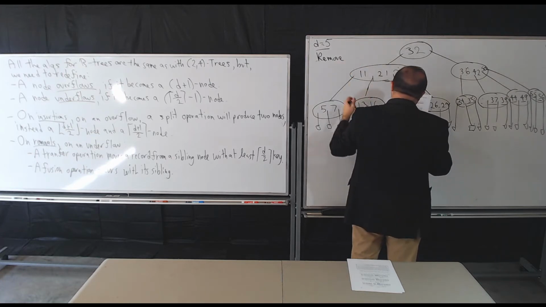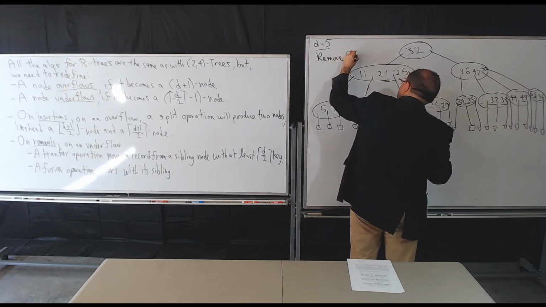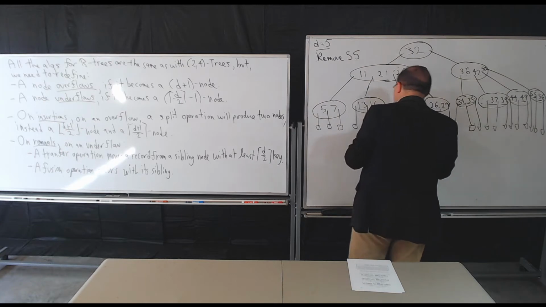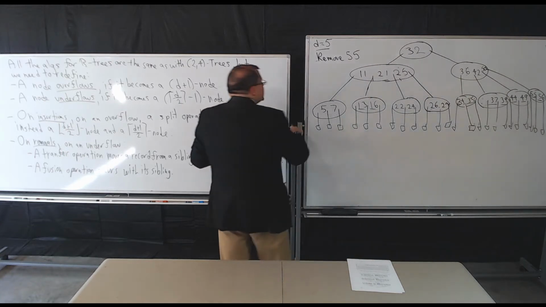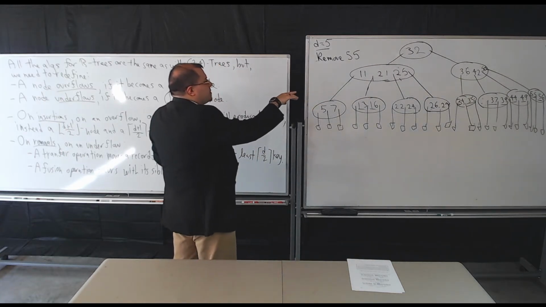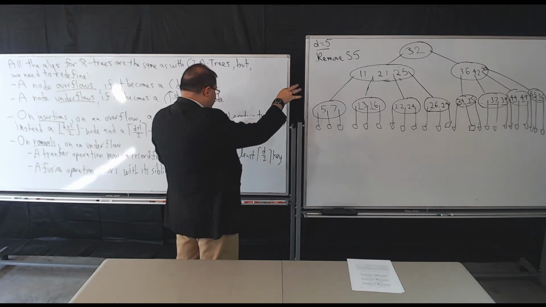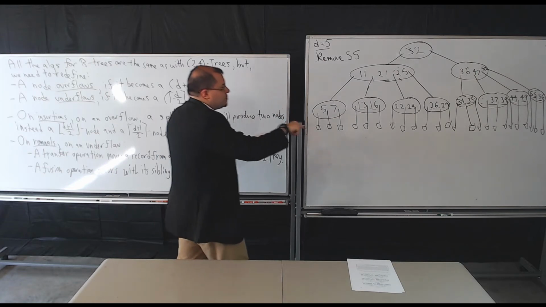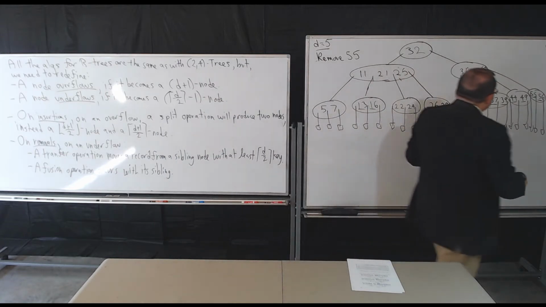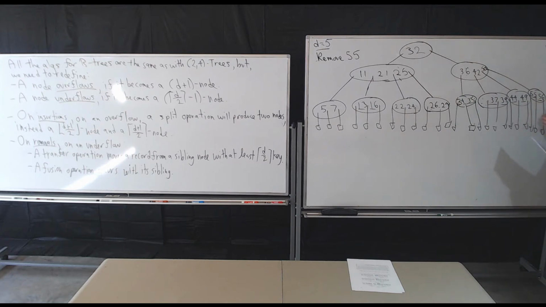So next, let's remove 55. So, what do we do here? Where's 55? It's way over here. Well, it's already down here in the lowest insertion point, but notice all these are leaves, so I can simply just get rid of this, like that.